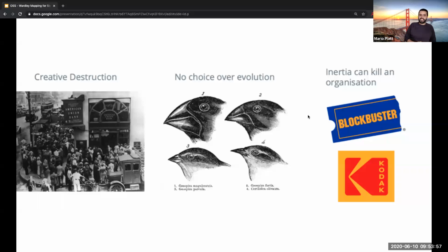Another pattern is inertia can kill an organization. So there are three patterns that relate to inertia. Success breeds inertia is one of them. The more successful we've been with a particular component, the more resistance we'll have to changing it.